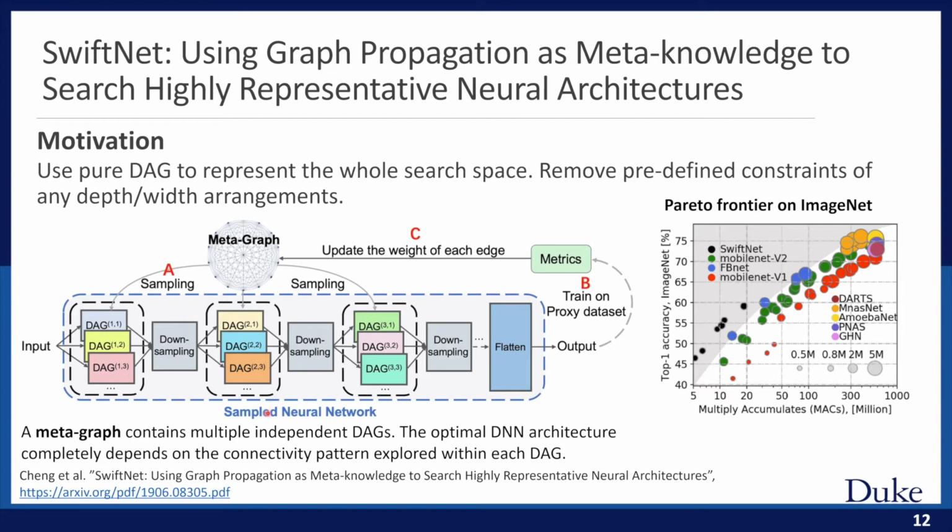With this mentor graph semantics, SwiftNet has a much better Pareto frontier than most of the handcrafted architectures and also AutoML models. As I showed here, this was a result from more than a year ago.